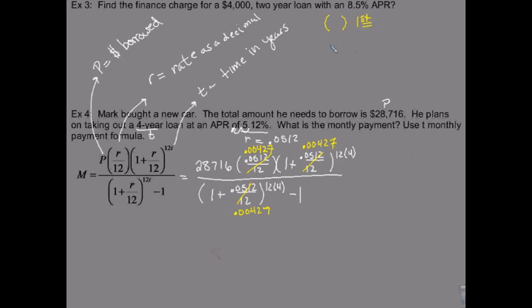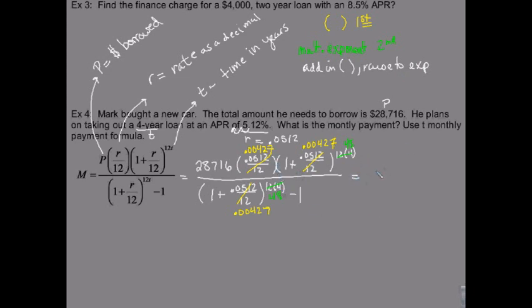The next thing I'm going to do is the exponent. And what I'm going to do is multiply the exponent. 12 times 4 is 48. I have 2 of those. Then I'm going to add in the parentheses and raise to the exponent.